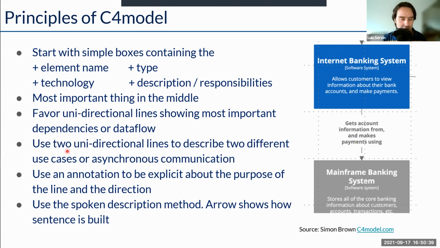And if you need synchronous communication, then you can have a second line saying what exactly the mainframe banking system is doing to contact the internet banking system. And use an annotation to be explicit about the purpose of the line and the direction. And you know you did it right if you can read it as a sentence: the internet banking system gets account information from and makes payments using the mainframe banking system. So it's very easy to understand who is calling whom and which data is being retrieved.